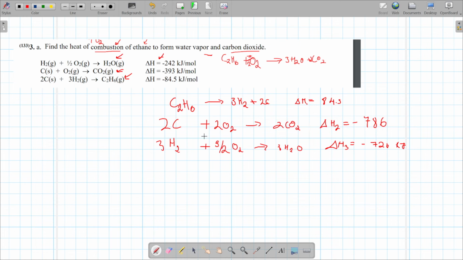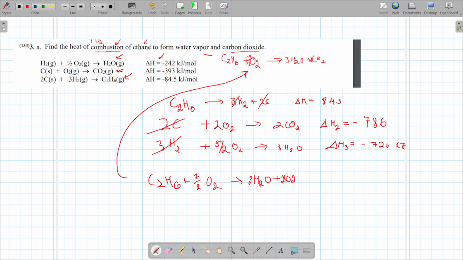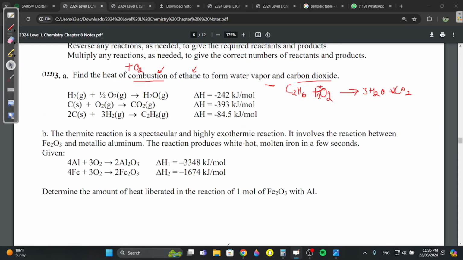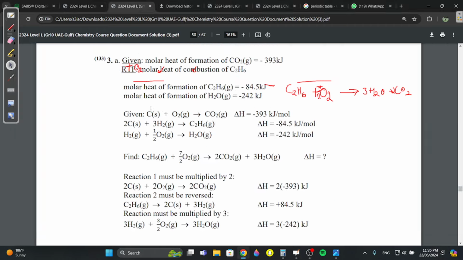Now let's start canceling. We have 3H2 with 3H2, and 2C with 2C. We can't cancel anything else. We're left with C2H6 plus 7 over 2 O2 to produce 2 CO2 plus 3H2O. Is this the same as our initial reaction? Yes, it is. So how do we find the delta H? We just add these up. So our delta H will be... let me open the answers.